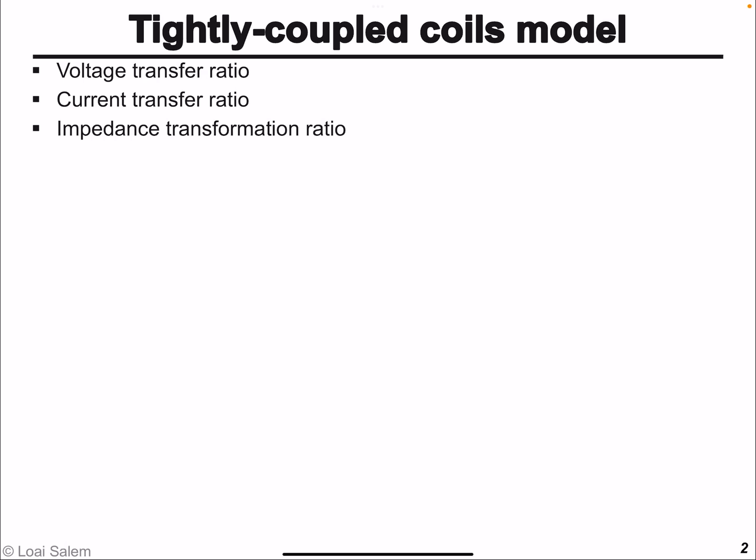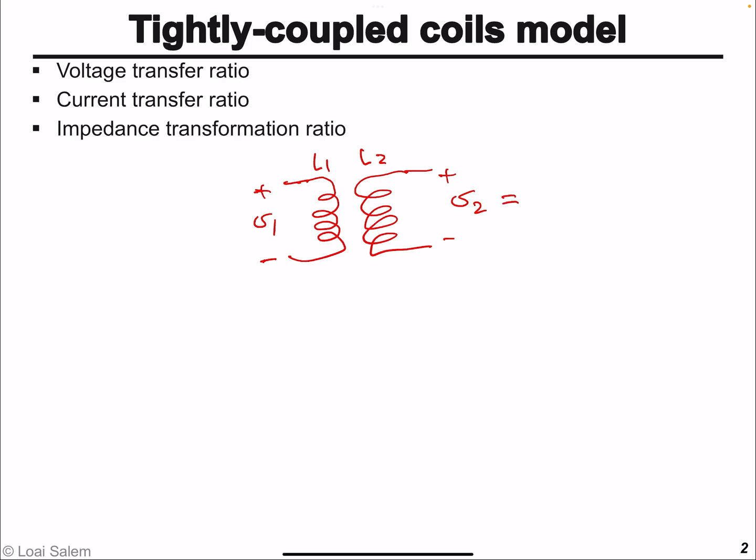So in the last video, we saw how to model coils that are tightly coupled. So we have two coils, L1 and L2, and assuming they are ideally coupled, we mentioned that if we have a voltage on the primary side, it will be transferred to the secondary side according to the turns ratio of the transformer. So basically it will be N2 over N1 times V1.